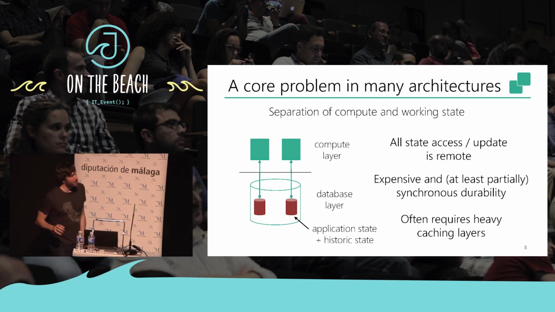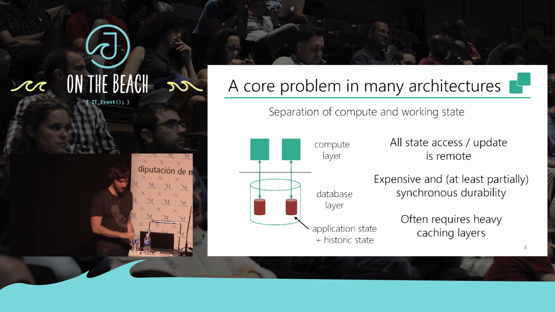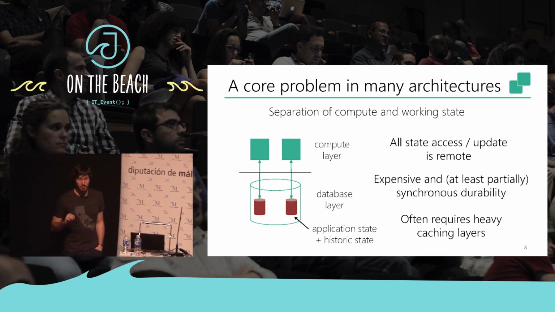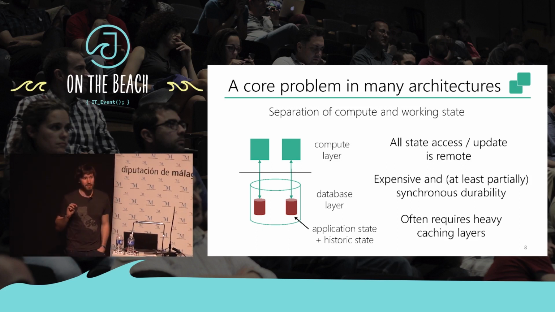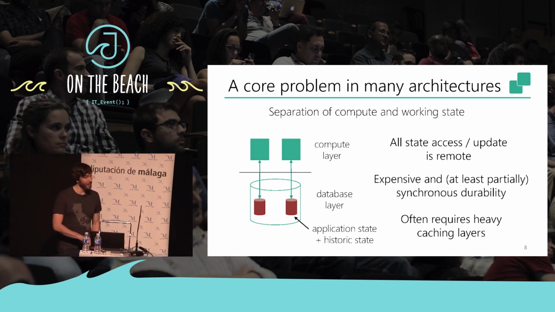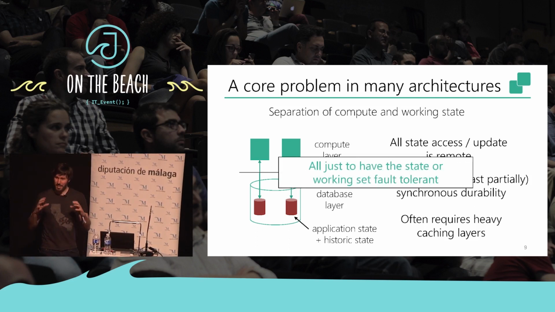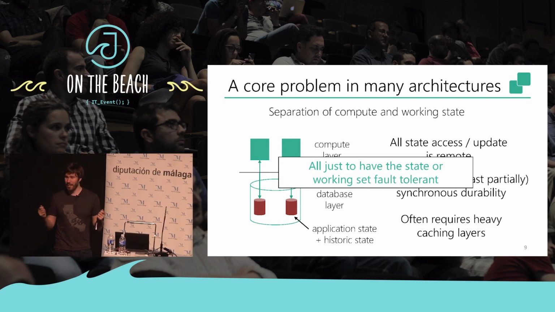So the database layer holds all the state of the application. What's in your shopping cart right now? What users exist, and so on. And every time you want to deal with the state, you do remote lookups, you do remote updates, which are expensive. If you want to deal with durability, at least parts of it are frequently synchronous. And if you want to scale this out, you often have very heavy caching layers. If you think about why that is the case, a lot of it is just because some working set, some in-flight state of your application, needs to be persistent for recovery, right?